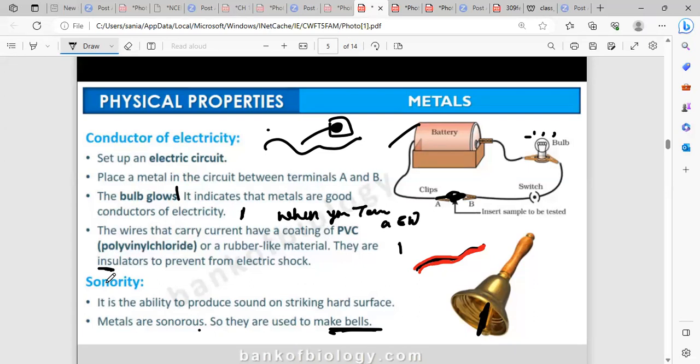Then sonority: it is the ability to produce sound on being hit. For example, when you hit a non-metal, no sound will be there. But if you hit a metal, it will produce a sound. Sonority means producing sound. So metals are very sonorous. That's why they are used in making bells, so that whenever someone is ringing the bell, the entire school can hear that. So these are the properties of metal.